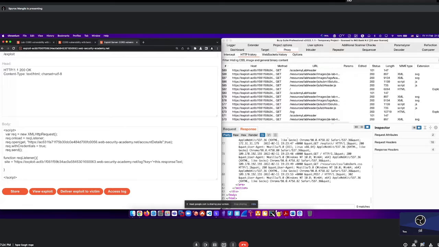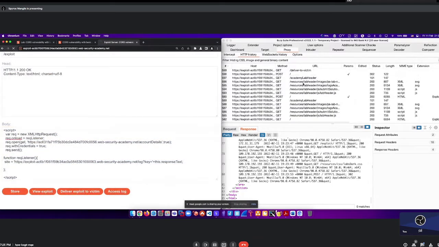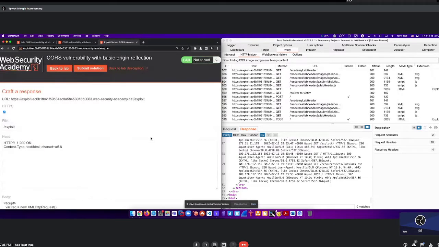Let me just check. Yeah, that shouldn't be used actually, because this is the security account details. All right. I don't think that that's it, but sometimes you never know. And then we have the key and response text. It looks fine to me, to be honest. Let me retry it. And let's access the logs.